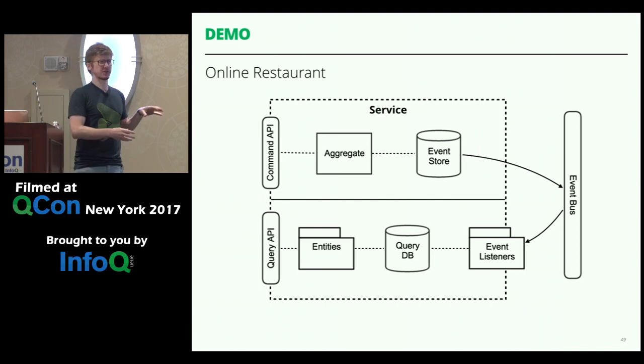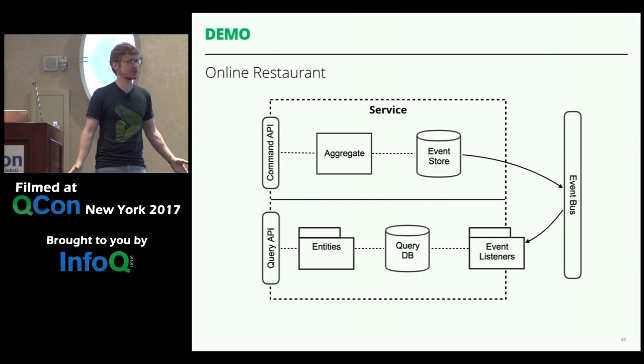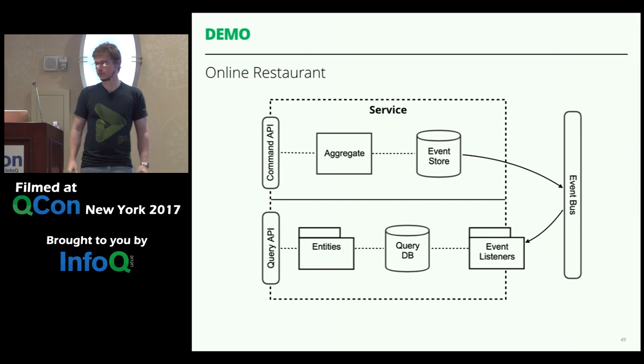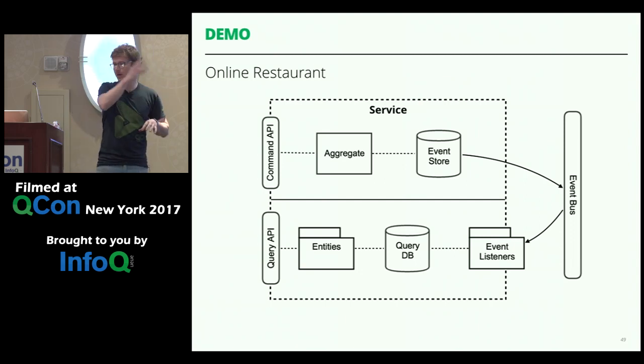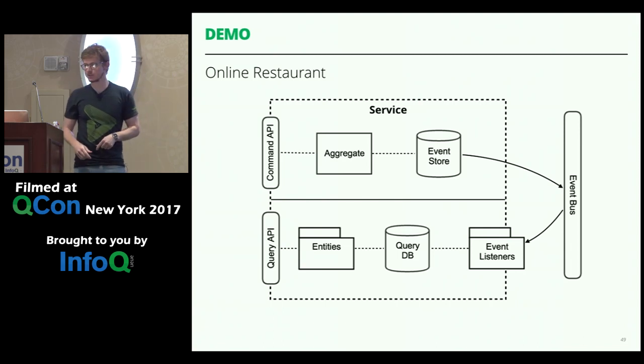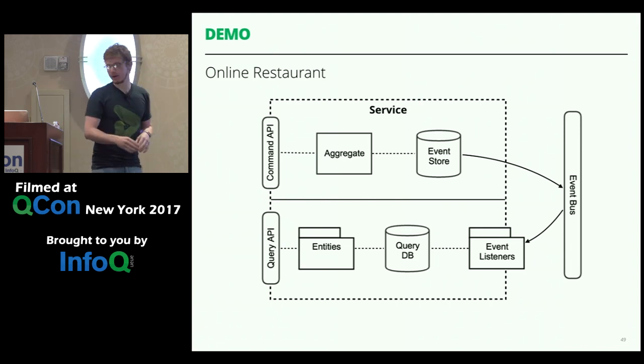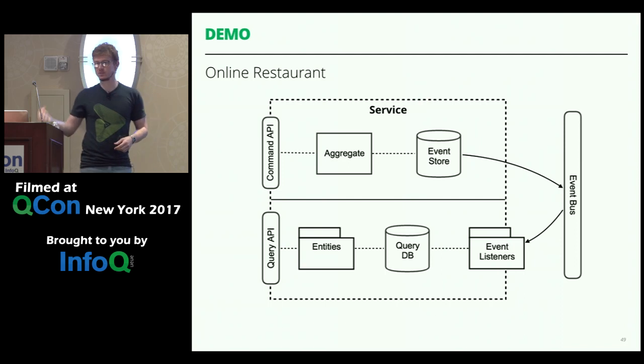So in the online restaurant right now, we could refactor it in a way that every service would be a secure REST application. So pretty similar to what we already discussed. On the top, we have the command model with a command API, one aggregate, one event store, connected to the event bus. On the bottom, we have event listeners connected to the query database and entities connected to the query API.